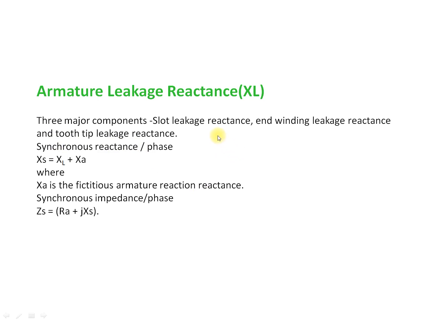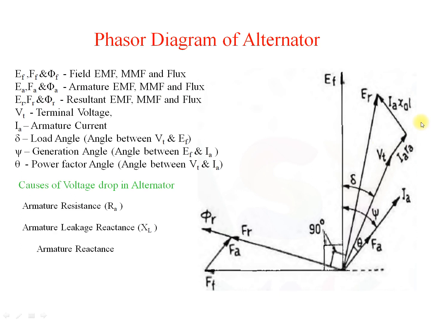So these are all the main components or main suppliers for the reactants, the leakage reactants in an alternating machine. Due to these three reactants, we may be having this IAXL. This IAXL should be 90 degrees lagging to this particular IARA. So we will be drawing this particular IAXL.